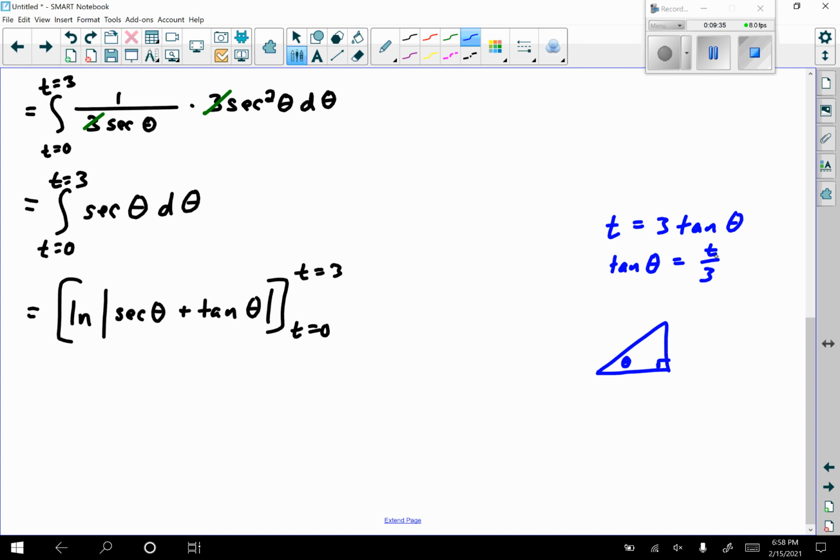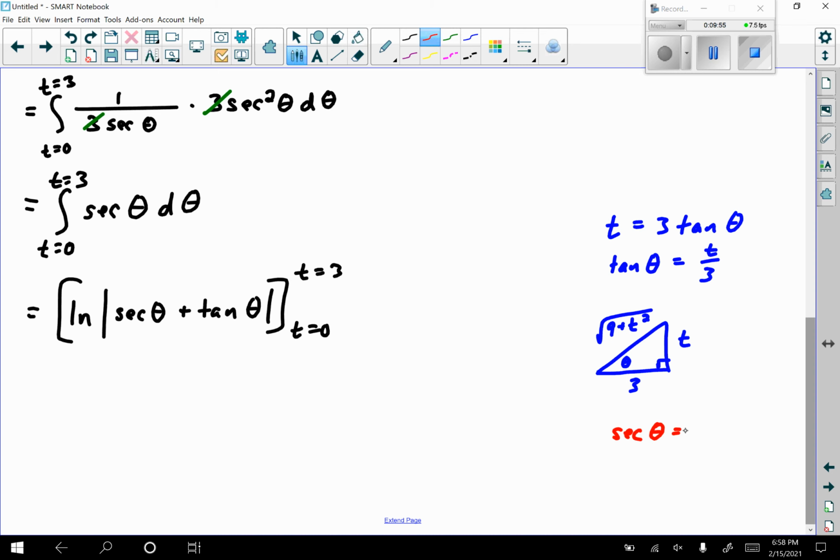So tangent is opposite over adjacent. So the opposite side is t. Adjacent is 3. That means the hypotenuse is the square root of the sum of their squares, so there's the 9 plus t squared. And then I need to write something for secant theta. So secant theta, remember secant is the reciprocal of cosine.